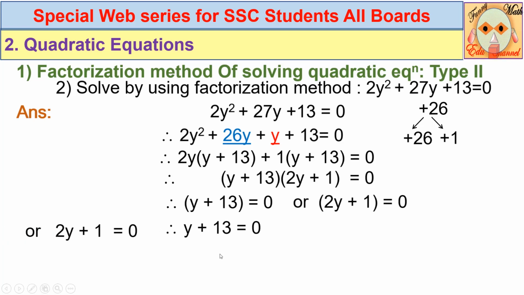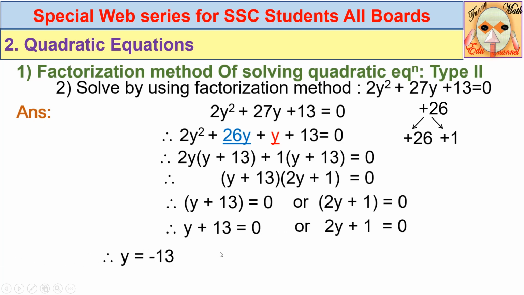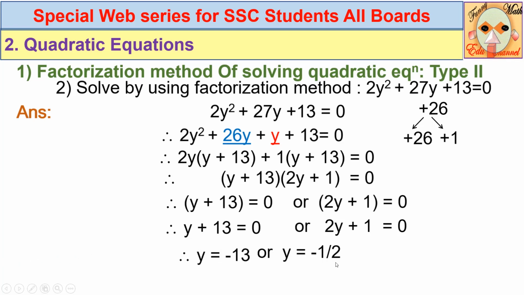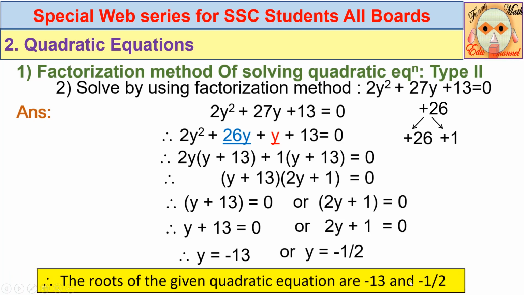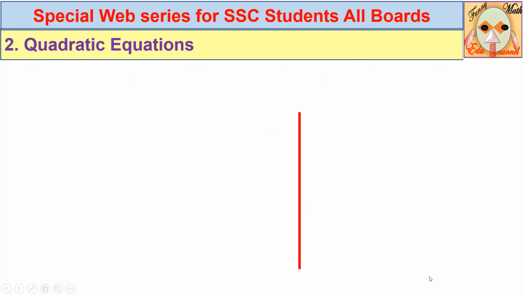Now open the brackets, you have steps. Next shift this 13 because we have to find only y, so we shift this 13 to the right, so you get y equal to minus 13 or y equal to minus half, because this 1 goes to the right and will be negative, and the 2, which is for multiplication on the left, goes to the right for division, so you get minus half. In this way the roots of the given quadratic equation are minus 13 and minus half.